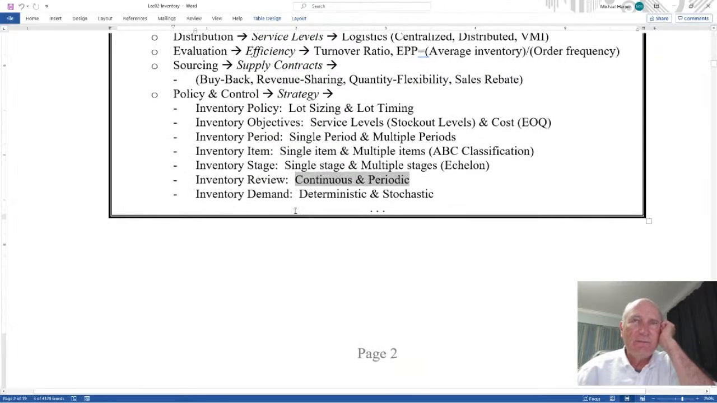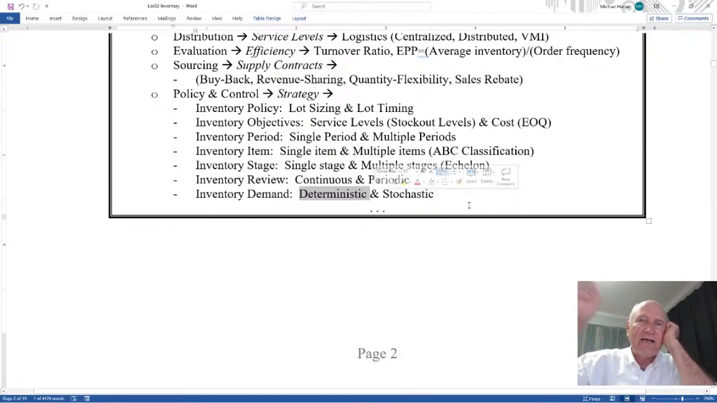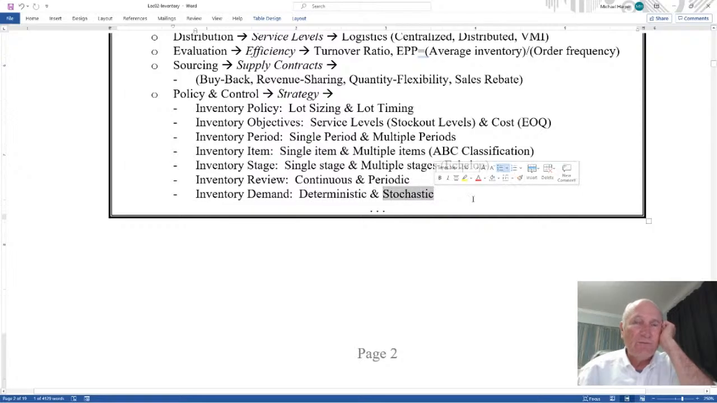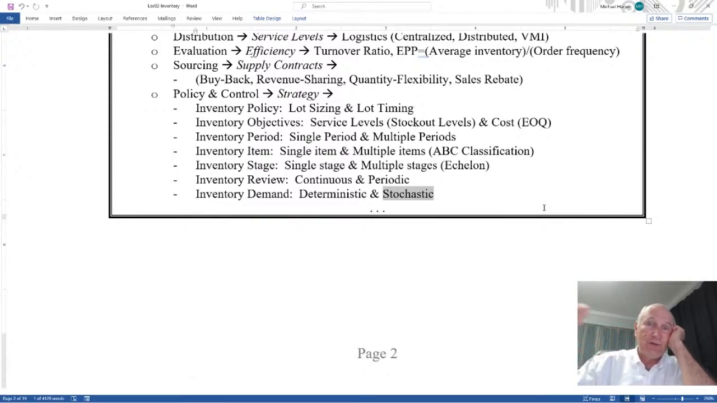And finally, demand. Deterministic, stochastic. Deterministic is the same thing as constant demand, and you're determining exactly what that constant demand is. Stochastic is a random variable, a random demand. And the word stochastic is a Greek term which refers to randomness, random variable.